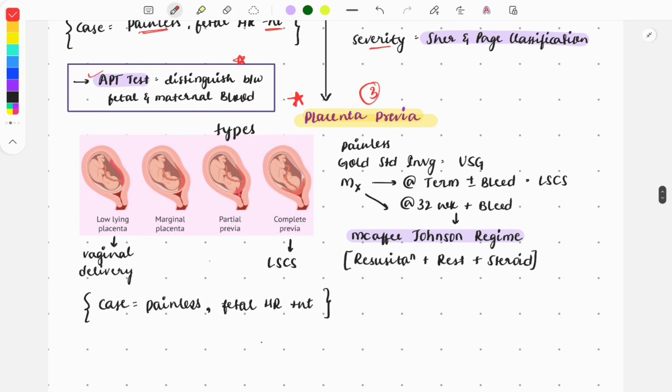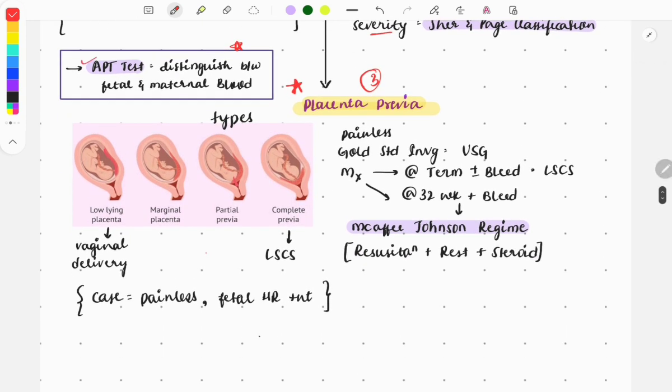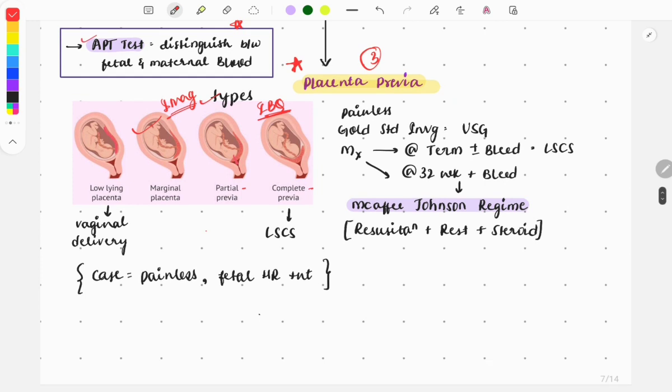Then moving on to the third type, which is placenta previa. These are the types of placenta previa: low-lying, marginal, partial, and complete, and image-based questions are asked on it. For the marginal placenta, frequently this image is given and questions are asked as to which type of placenta it is. It will be marginal placenta. Then moving on to the management. If it is low-lying, then we will give a trial of vaginal delivery. If vaginal delivery occurs, then well and good. If not, then we will do cesarean section. And if it is complete previa, then we will go directly with cesarean section.